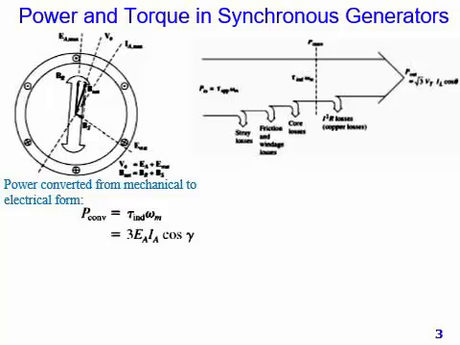The converted power is shown with a dotted line here, and the value is tau induced omega m, which can be written as 3 EA cos gamma. Gamma is basically the angle between the E voltage and the I current.